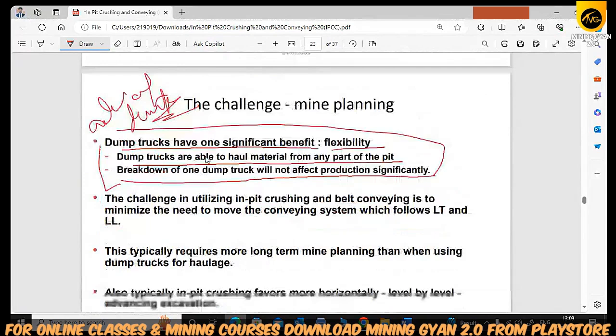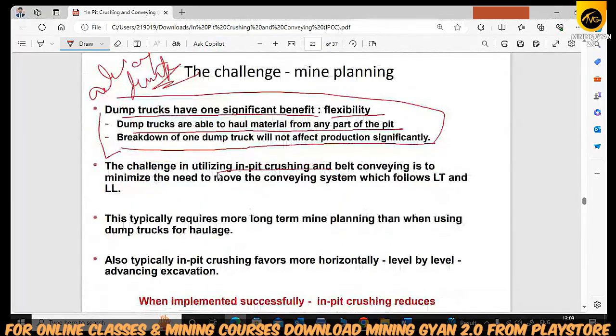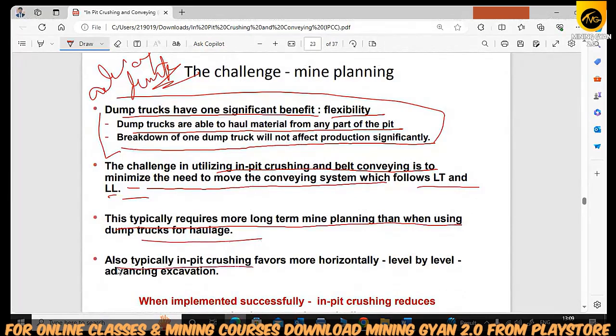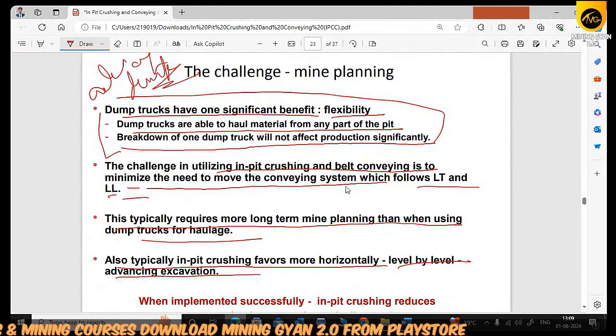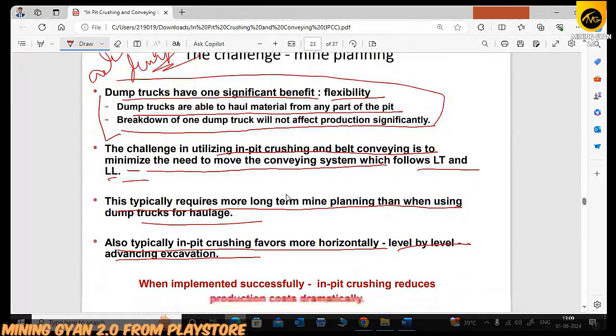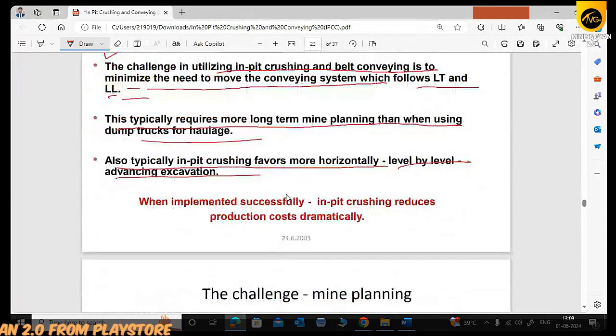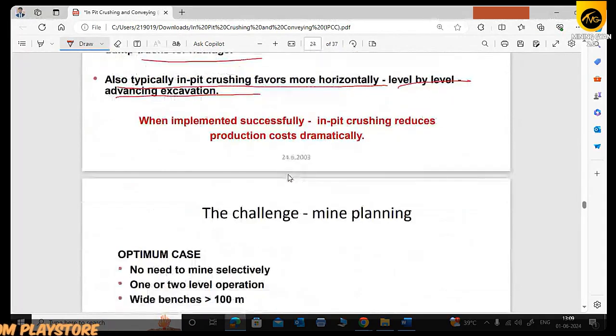But the second point, the challenge of utilizing an in-pit conveying system, is to minimize the need to improve the conveying system, as for the LT and LL. This typically requires longer mine planning than when using dumper trucks for haulage. Also, the in-pit conveying system works with horizontal, level to level excavation. And if the main belt breaks down, the whole system will be stopped. This is the main disadvantage of this in-pit conveying system. When we implement it successfully, it reduces the production cost drastically, definitely.